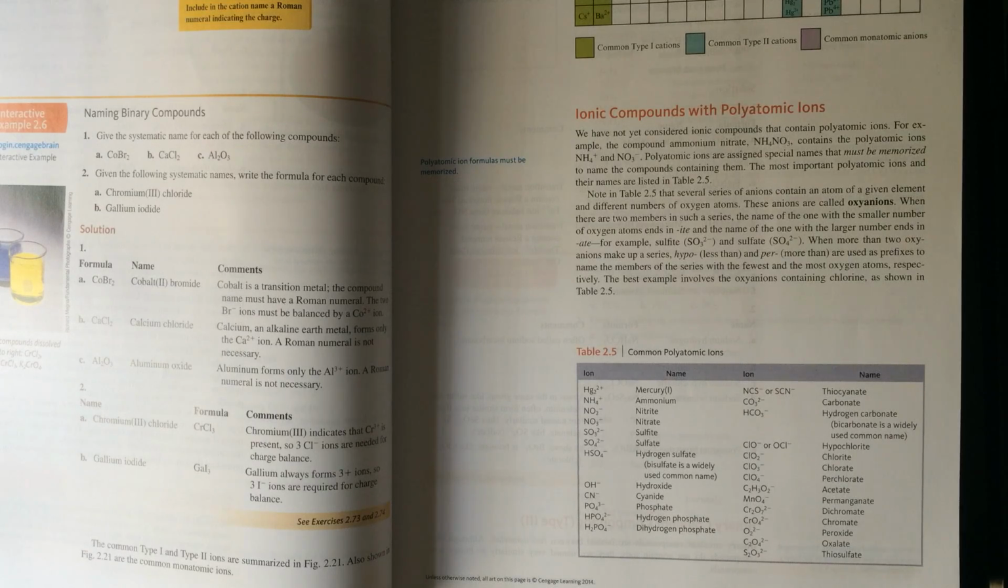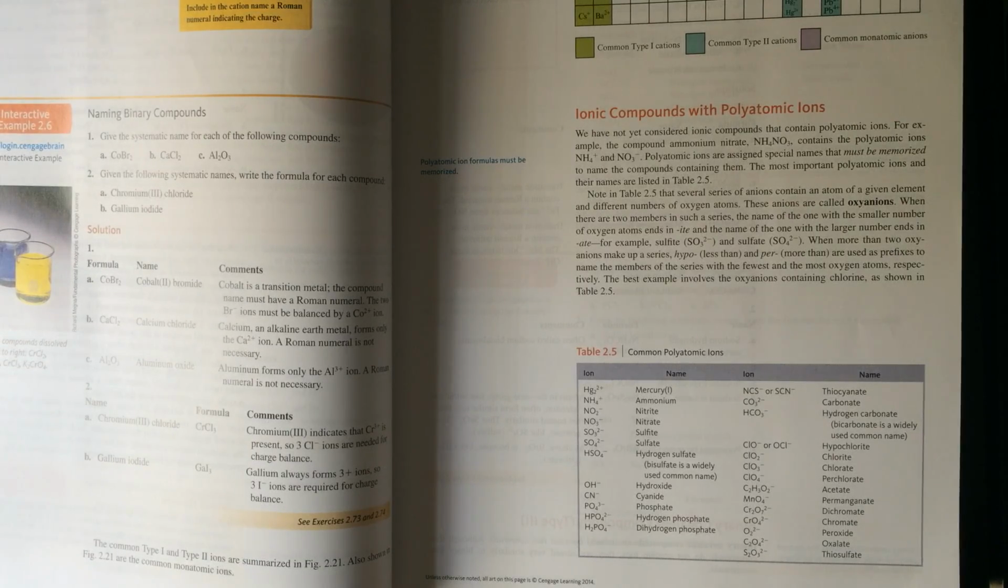For example, the common ammonium nitrate, NH4NO3, contains the polyatomic ions NH4+ and NO3-. Polyatomic ions are assigned special names that must be memorized to name the compounds containing them. The most important polyatomic ions and their names are listed in Table 2.5. Note in Table 2.5 that several series of anions contain an atom of a given element and different numbers of oxygen atoms. These anions are called oxyanions.